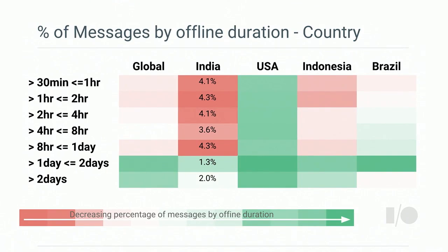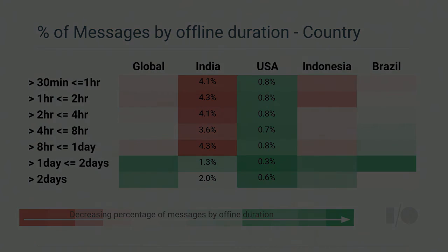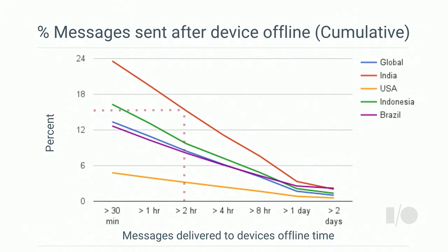So, for example, 4% of Indian users are seeing their messages delivered to devices that have been offline between 2 and 4 hours. In the US, that's only 0.8%. As you can see, this varies from country to country significantly. Let's take another look at this data in a slightly different representation. This is a cumulative graph. So, for example, you can see here that 15% of messages in India are delivered to devices that have been offline 2 hours or more. 15%. That means that if you're developing an app for the world, you need to take into account that device connectivity may not be ubiquitous. And so you have to make your app work in a situation where connectivity may go away. And we'll talk more about that in a second.